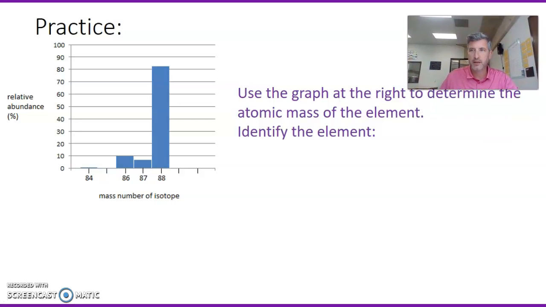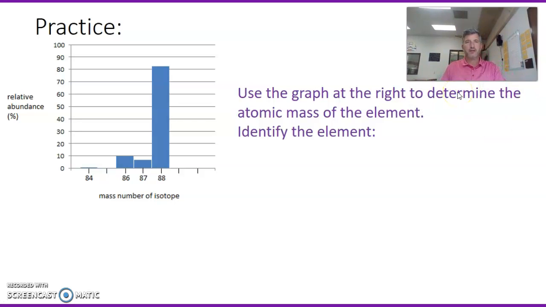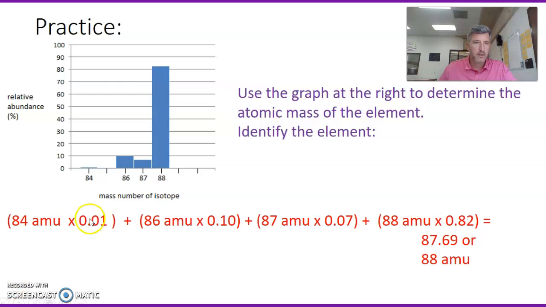So this would be a question, or similar to a question that you might see on the AP. It says use the graph at the right to determine the atomic mass of the element, and then identify the element. So go ahead and pause and give that a shot. Okay, now your work is not going to have to exactly match mine, but here's what I did in terms of my estimations. Hopefully you saw this, but there is a little sliver down here at 84, so I called that 1% or 0.01.